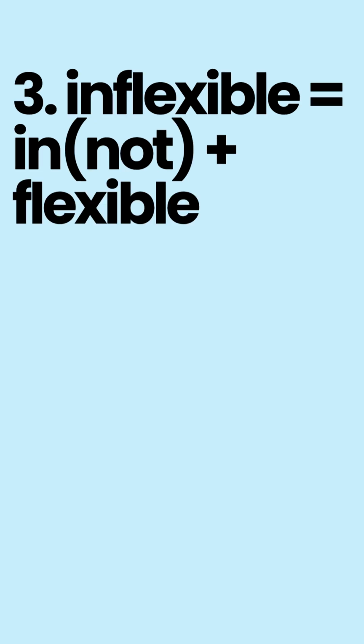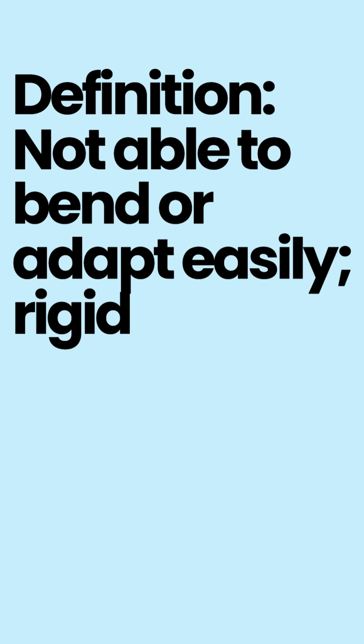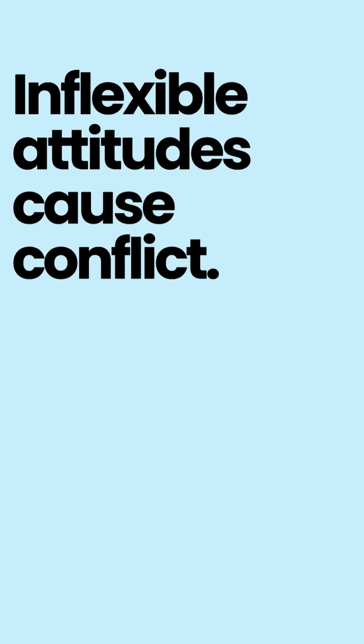3. Inflexible: in, not, flexible. Definition: not able to bend or adapt, rigid. Example sentences. The stick is inflexible. He has an inflexible opinion. Are the rules inflexible? Inflexible materials break easily. Her schedule is inflexible. They're inflexible about policy. Inflexible attitudes cause conflict. Is the plastic inflexible? His mind is inflexible to change.